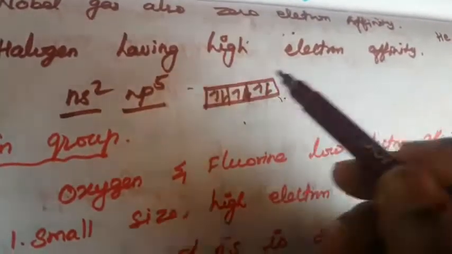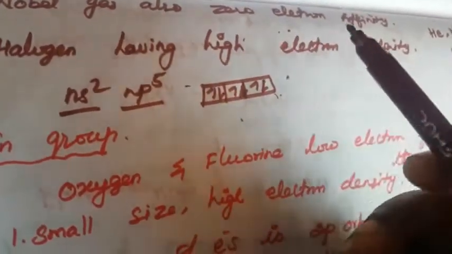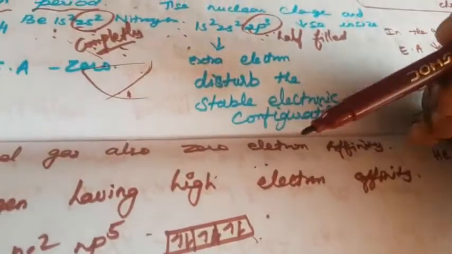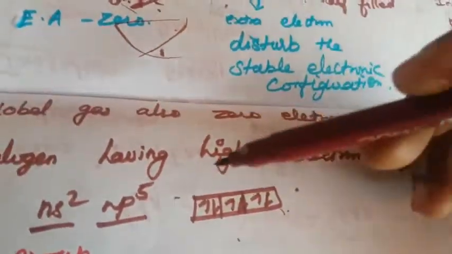Okay, so this is another thing. We already know how it varies in the group and the period. In the exceptional ones, beryllium and nitrogen, the electron affinity is almost 0. What is the reason? Completely filled and half filled configurations have extra stability. So next, for noble gases, all the electron affinity will be 0, and halogens have high electron affinity.